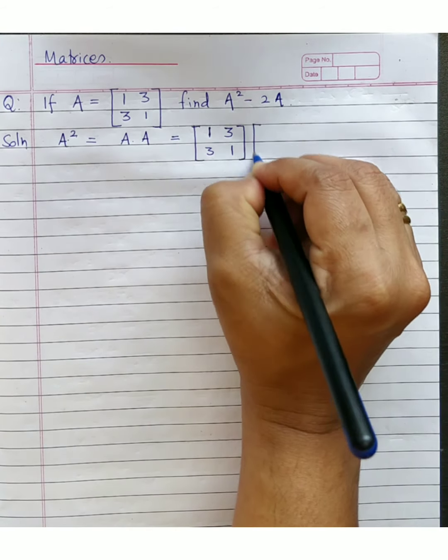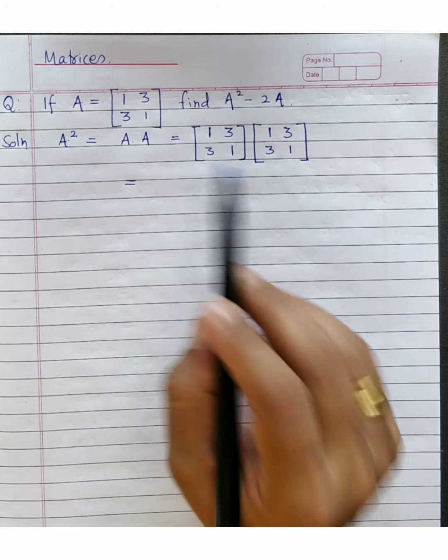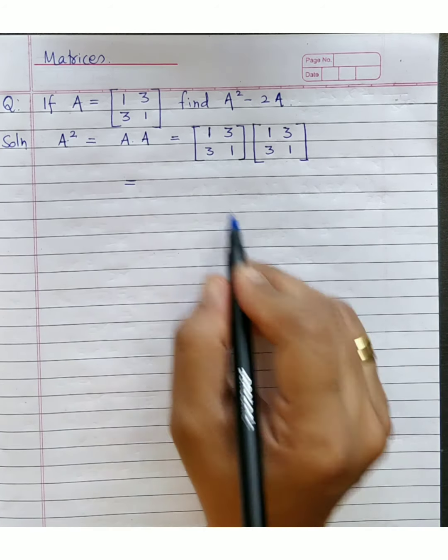Procedure is clear to you all, right? So both are 2 by 2 matrices, so your answer matrix will also be a square matrix of order 2 by 2. And how will you multiply? First row, first column will be our first element over here. First row 1 followed by 3 and first column also the same here. So how do you multiply?